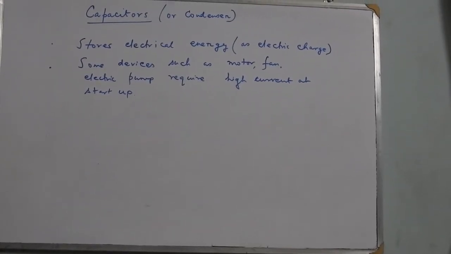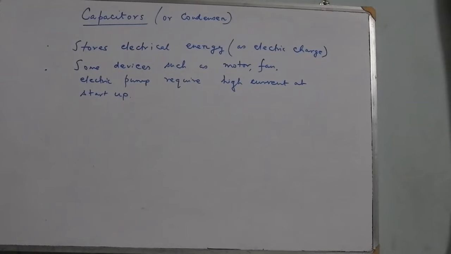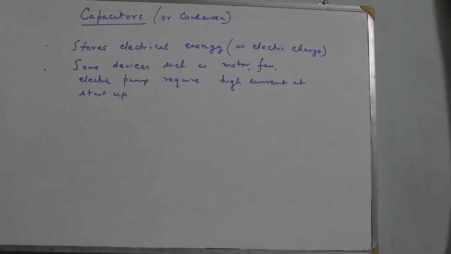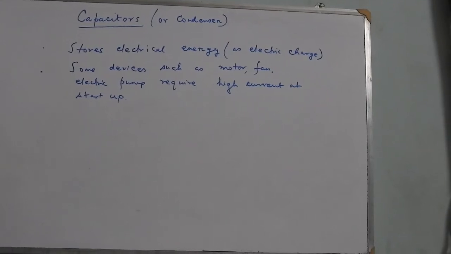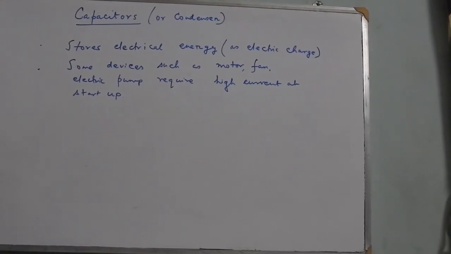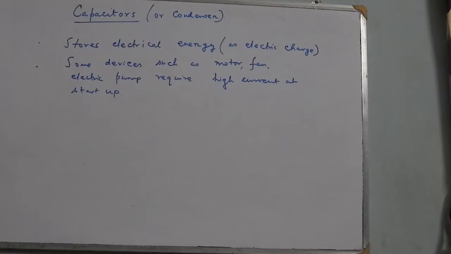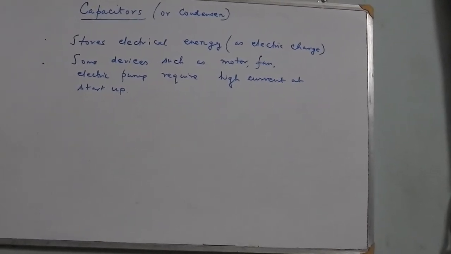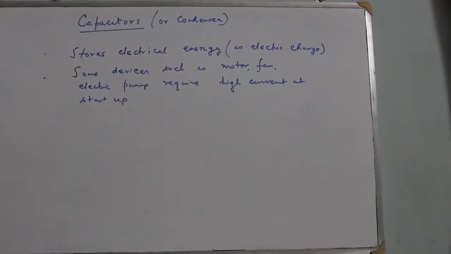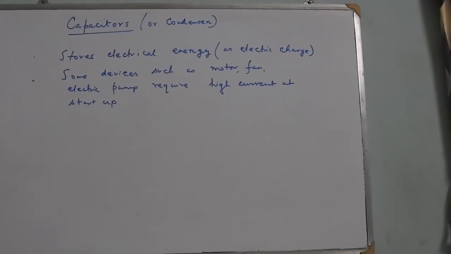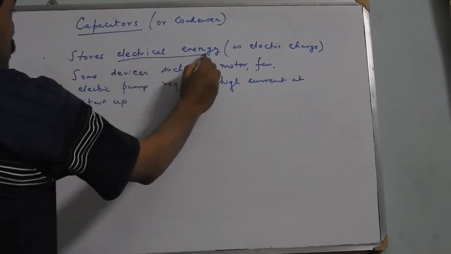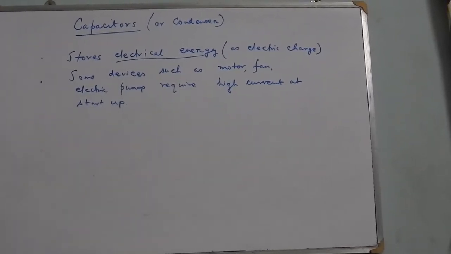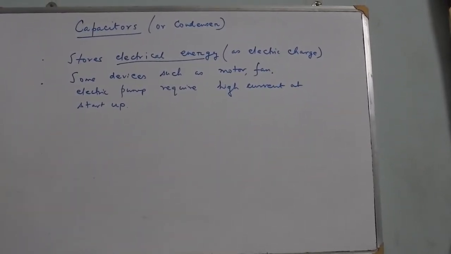For example, a fan might require current in the range from 1 ampere to 2 ampere. But this amount of energy that it requires at startup can be provided by some device which can store electrical energy, and this electrical energy is delivered at once, which is necessary for the working of these devices.